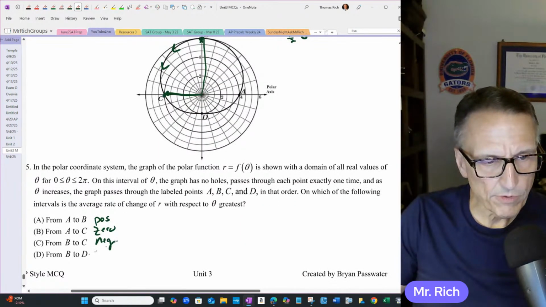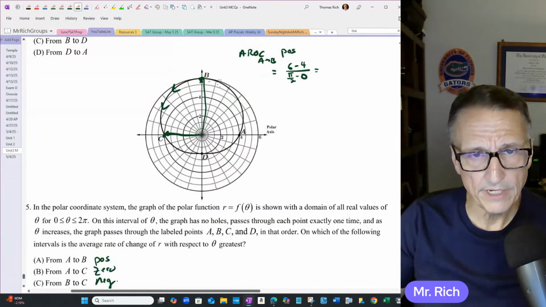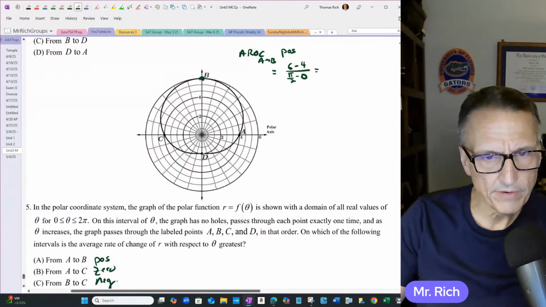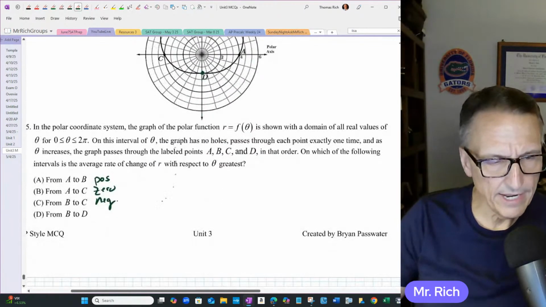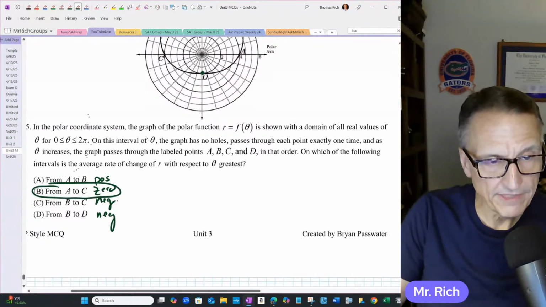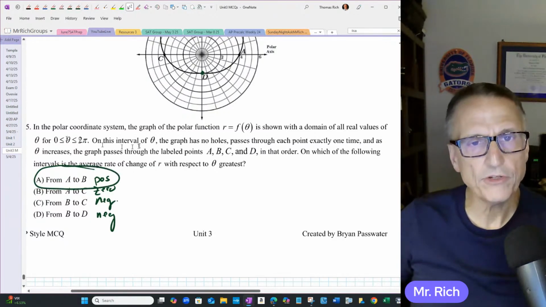And then therefore from B to D, that's also going to be a negative value, right? Because you are starting with an r of 6 and the r is continually decreasing until it gets down here to a value of 2. So it's also going to have a negative average rate of change. So therefore we are going to go right here. Not that one, B. We're going to go with A, because that's the only one that's going to have a positive average rate of change.